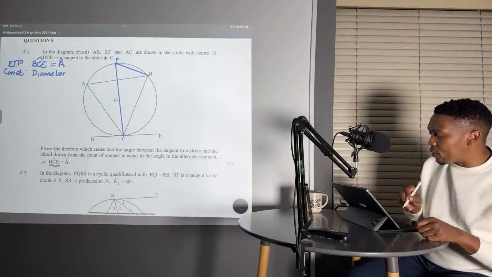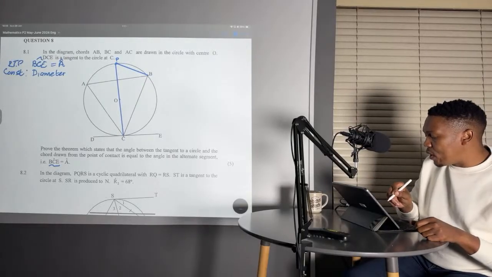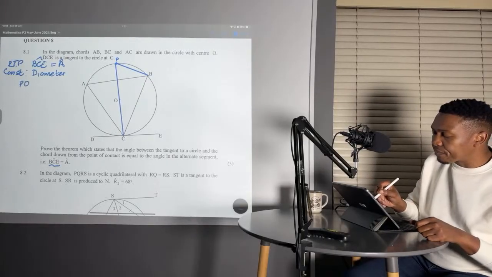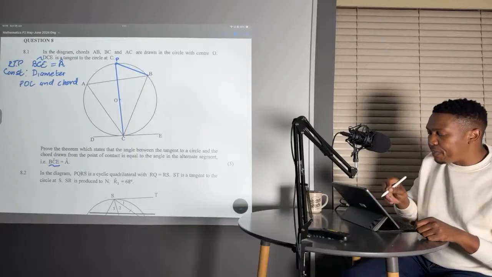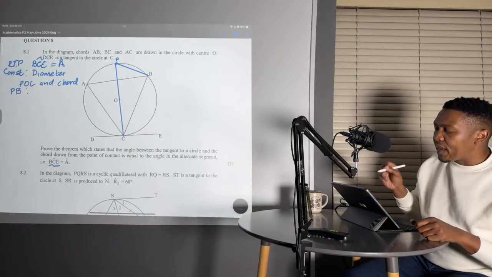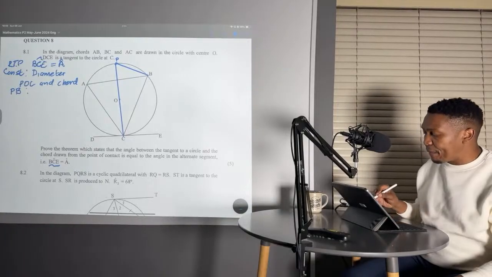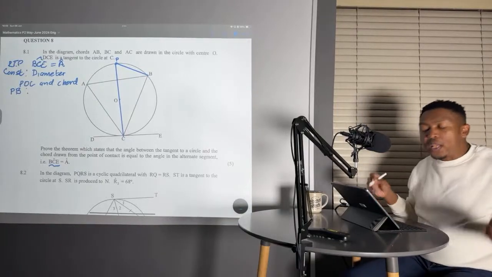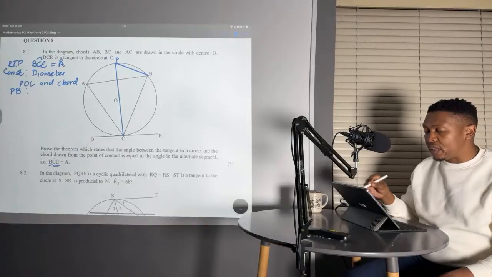So I'm going to draw my diameter there, POC, and chord PB. Okay, chord PB. Right. Now let's get right into it then. Right. So firstly, what do we note with this theorem?